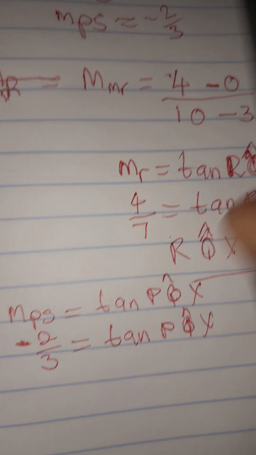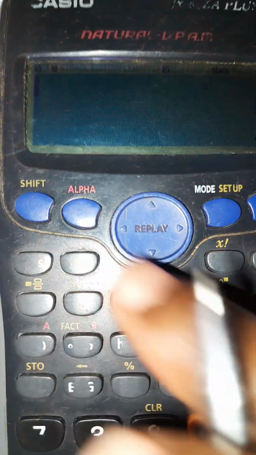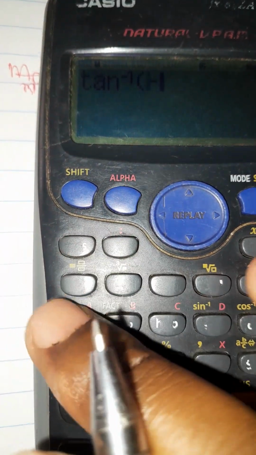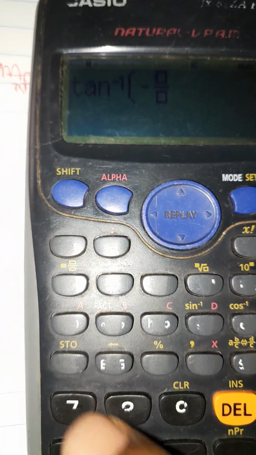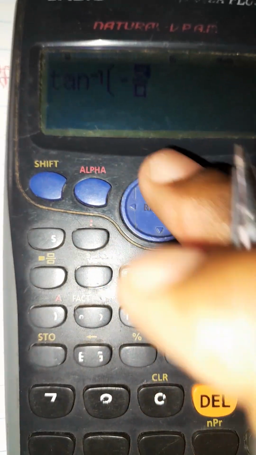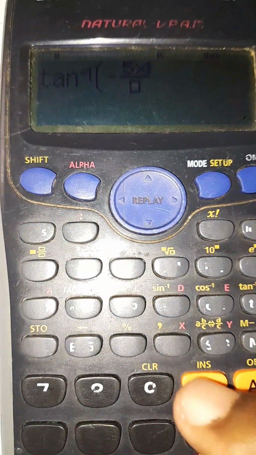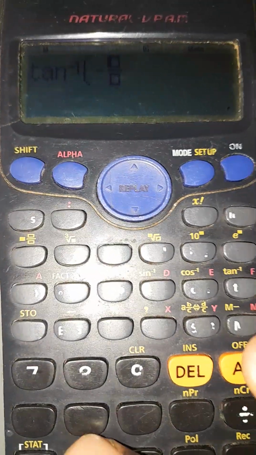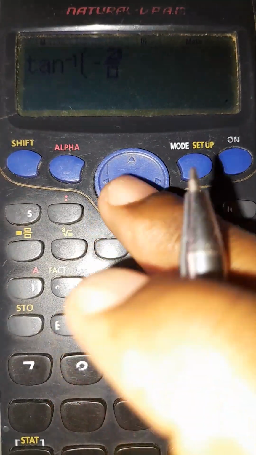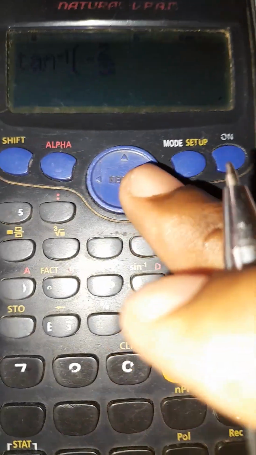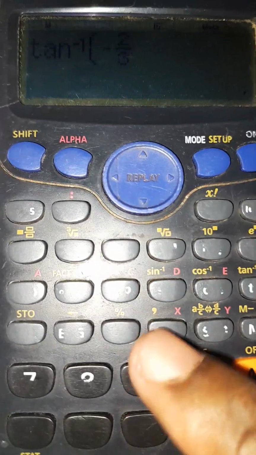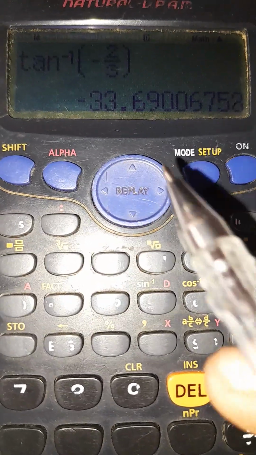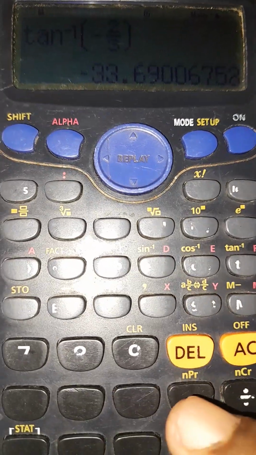Then second function again, guys, shift, second function, negative 2 over 3. Remember, when we have a negative gradient, we will add 180 here. Don't forget that. Those are the rules of inclination. If you forget the rules, it will be tedious when answering such questions. So we are having negative 33,69. Then we are going to add this.